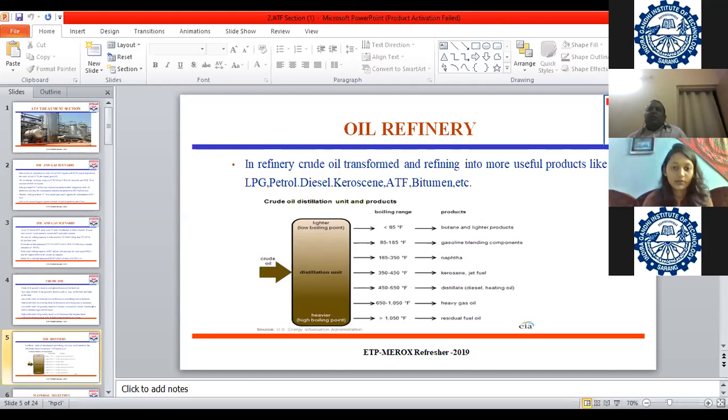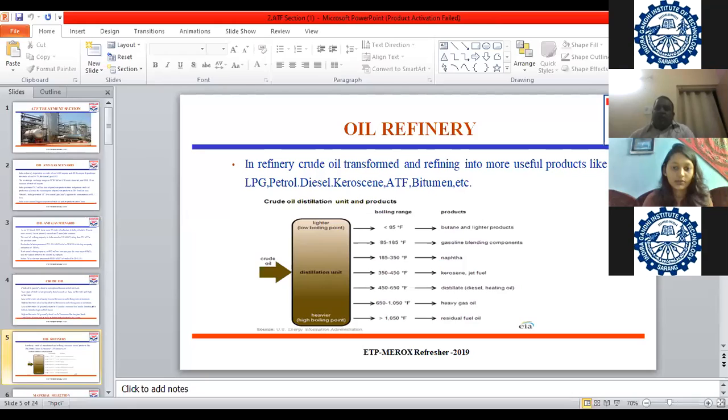When we talk about aviation turbine fuel, it is nothing but kerosene, but a superior kerosene. It is a little different from normal kerosene. What is normal kerosene, and what is superior kerosene? The difference is in the pour point and the ignition temperature. That is how we differentiate kerosene from superior kerosene. So at 350 to 450 degrees centigrade, we get kerosene or superior kerosene from the distillation column.